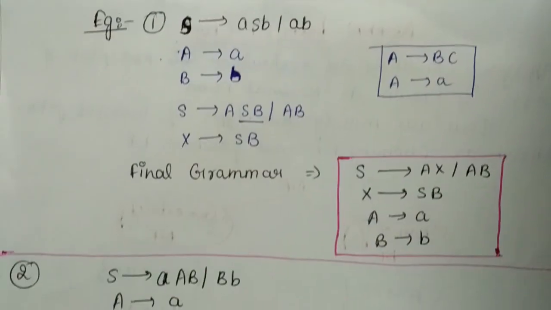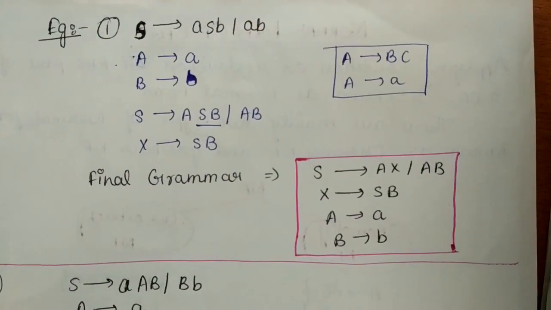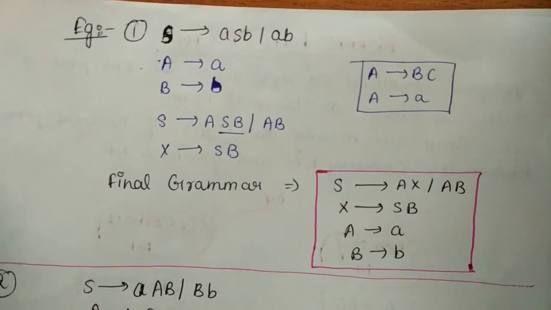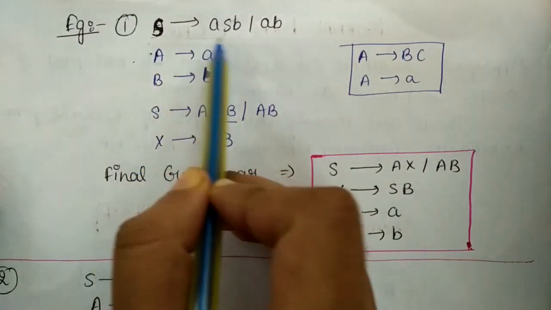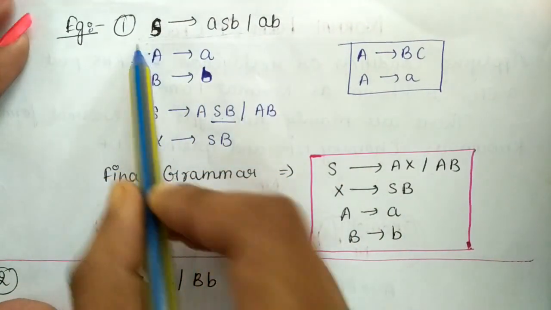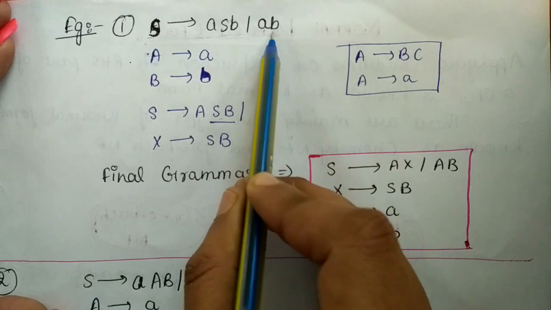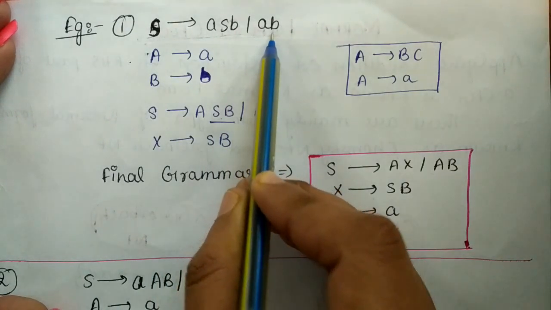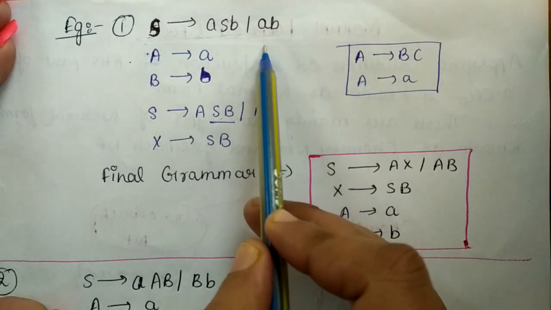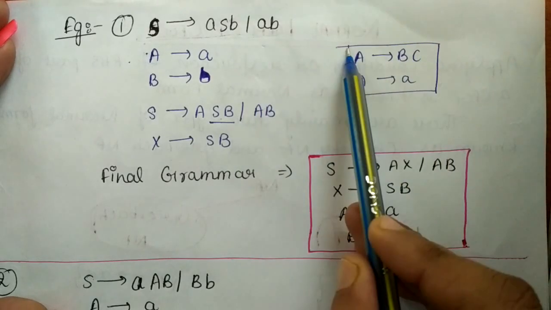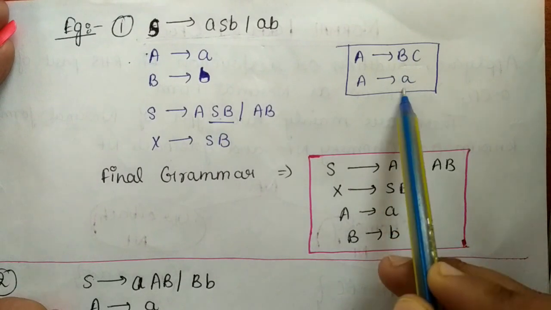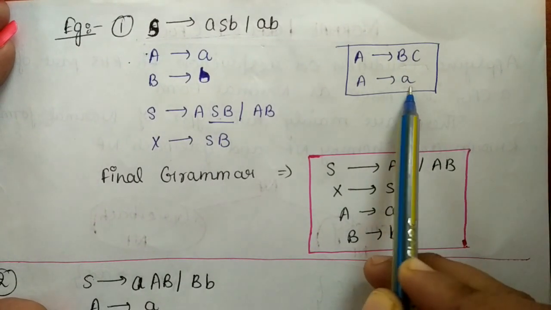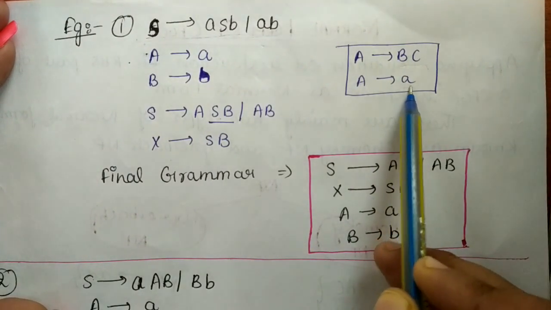So in our first example, if you have a grammar like this, which is a context free grammar, and you want to convert it into Chomsky normal form, you know that in Chomsky normal form you can have either two variables or a terminal. Now how can you convert?